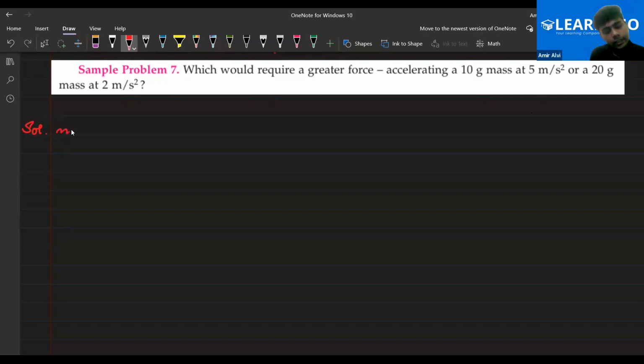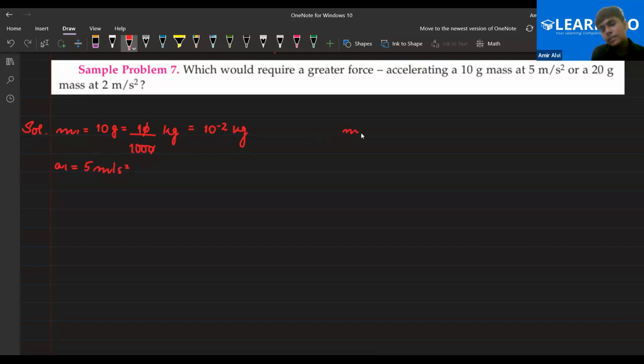So the first mass, m1, equals 10 gram, right? Yes, 10 gram. Let's convert it into kg, so it would be divided by 1000. 10 divided by 1000 will be in kgs. So this is nothing but 10 to the power minus 2 kg. Am I clear to all of you? And acceleration 1 is 5 meter per second square.